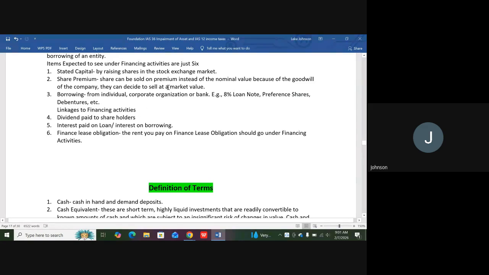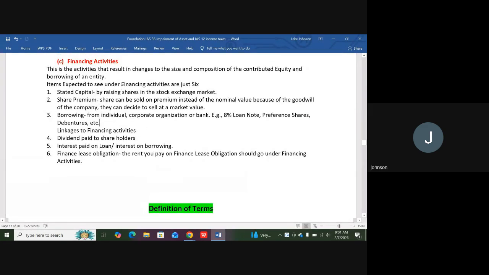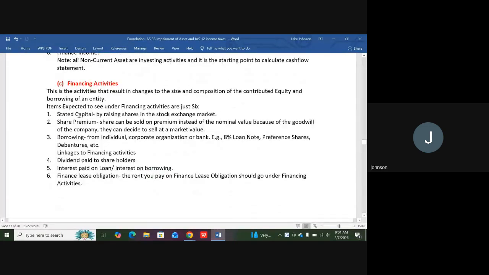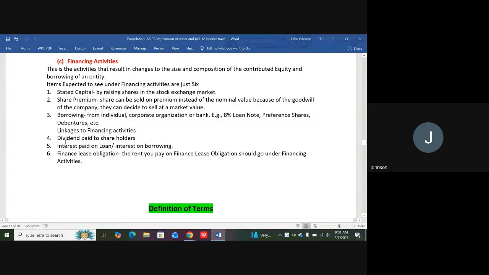So there are linkages to all these financing activities. I already told us that the 3 ways we can raise finances is by issuing share capital, by also having share premium, then also by borrowing. Now, when people invest in your company, they become shareholders. You must pay them dividends. Under our investing activity, I said anything you receive, but under financing activity, anything you pay. So you are paying dividends to shareholders, and you are paying interest to the people that you borrowed money from.